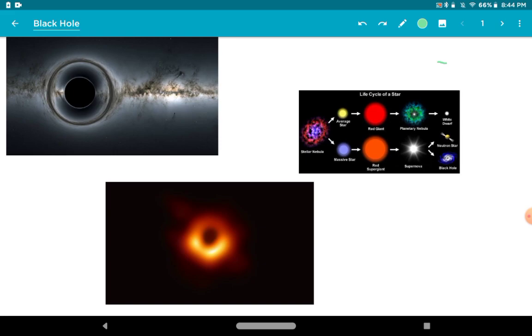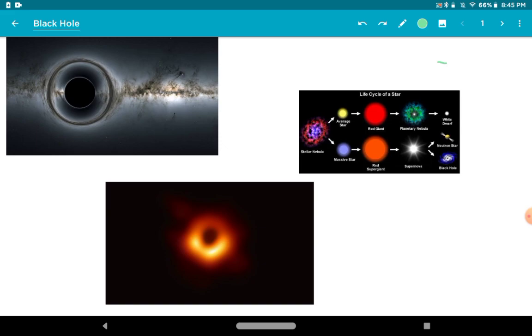So our first topic is black hole. So what is a black hole? A black hole is the most dangerous object in the universe. वो universe का सबसे dangerous object है. Anyone who knows about black holes knows that it is very dangerous.